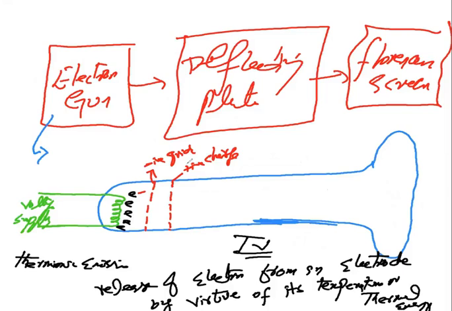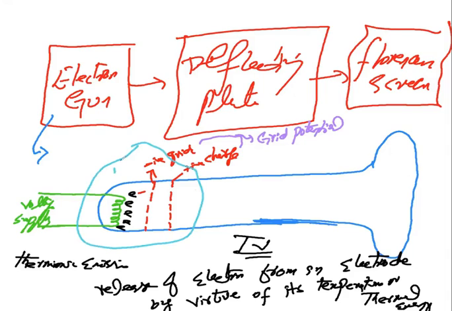Okay, so this is the grid potential. If you increase the grid potential, it means you increase the brightness. If you decrease the grid potential, it means you are decreasing the brightness. Now the electron will come over here. Okay, so this is the electron gun. Up to this is the electron gun.